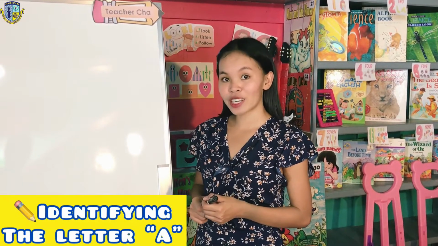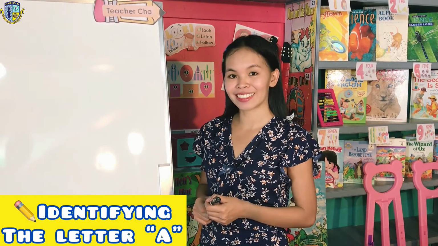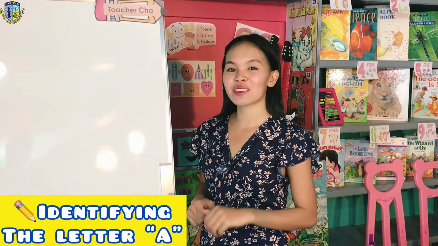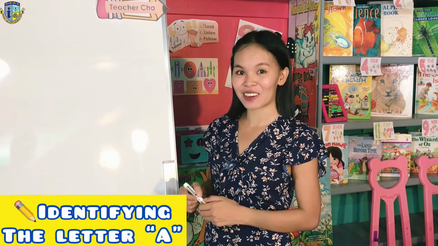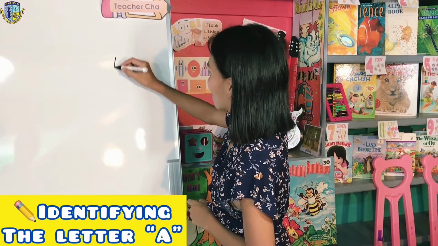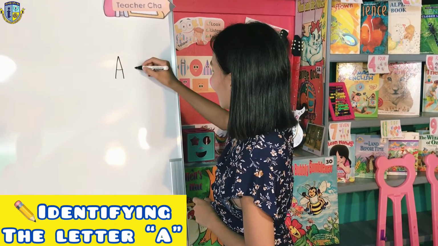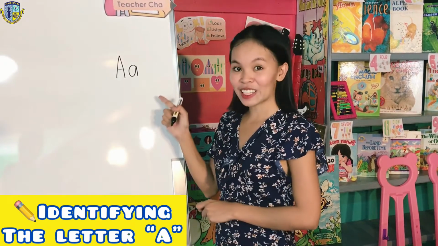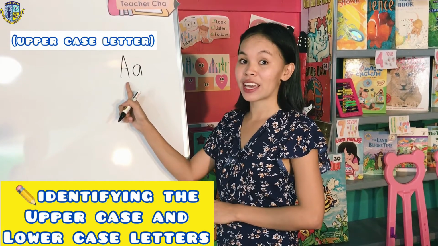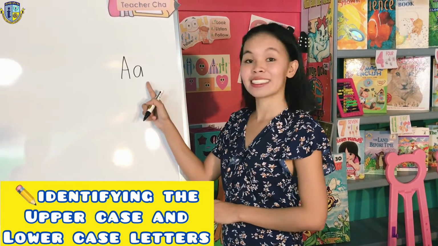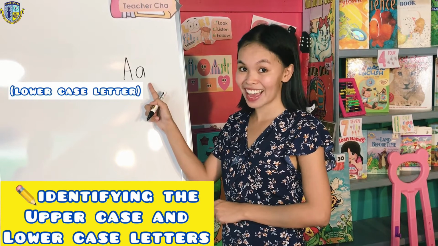What is the first letter in the alphabet? Very good. It's the letter A. Let's write the letter A. Letter A. This is the uppercase A and this is the lowercase A.